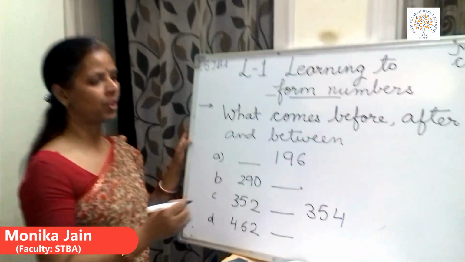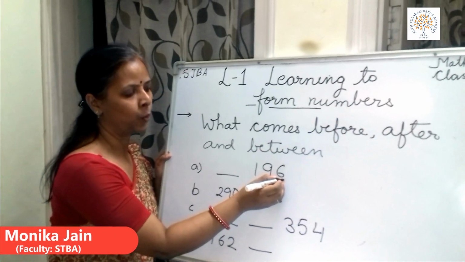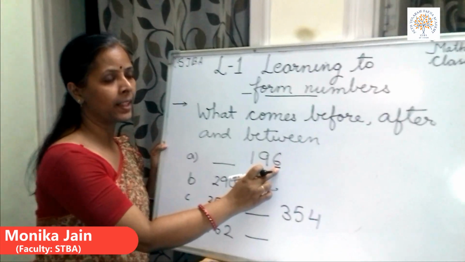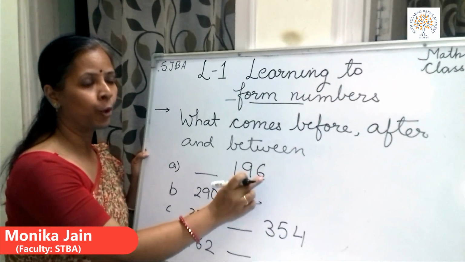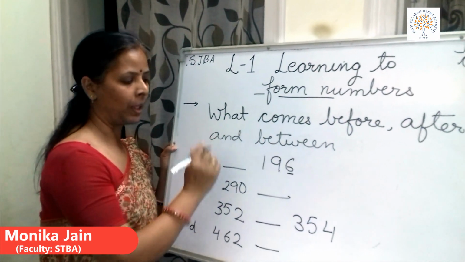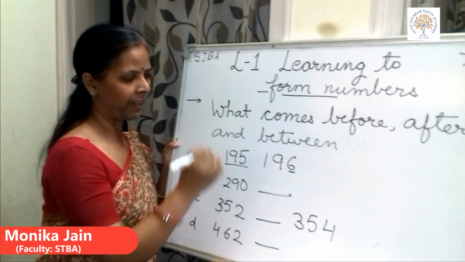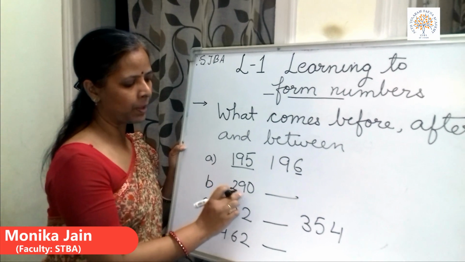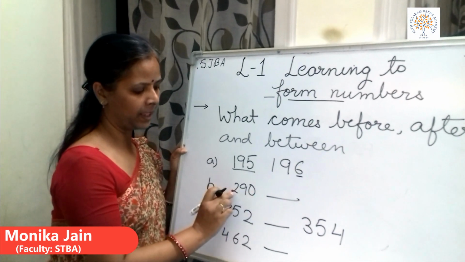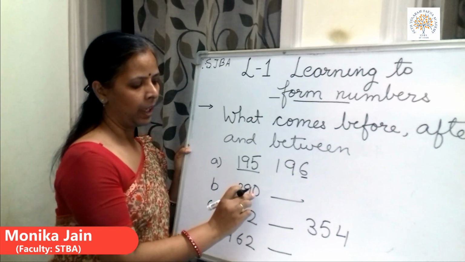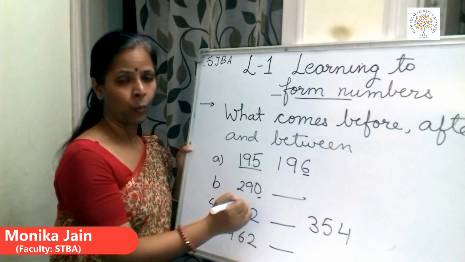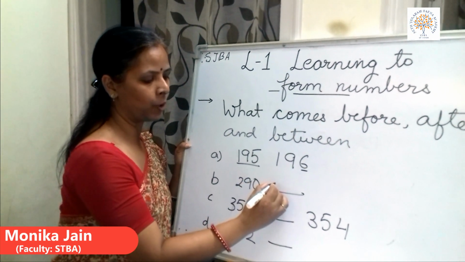For this you have to look at the digit in the ones place. In the ones place it is 6. So the number before 6 is 5. So the number before 196 will become 195. Which number comes after 290? After 0 the number is 1. So the next number after 290 is 291.